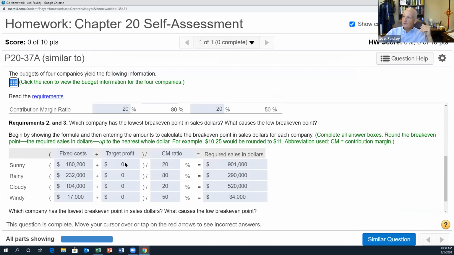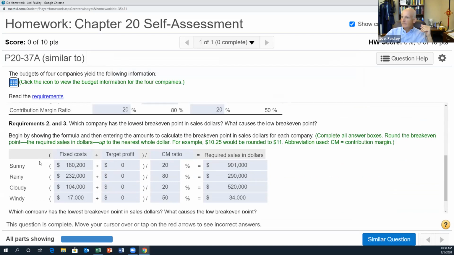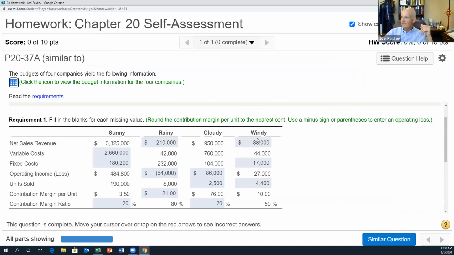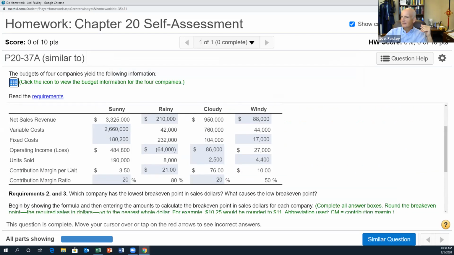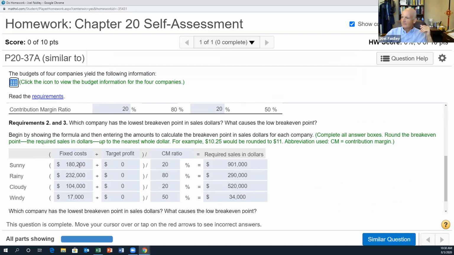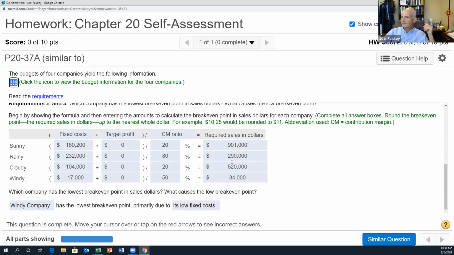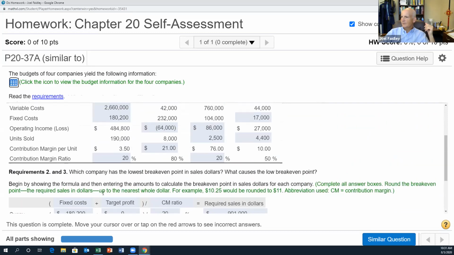Which company has the lowest break-even point in sales dollars? All right, again, the 4 companies: sunny, rainy, cloudy, and windy. Obviously, sunny requires sales in dollars. So windy has the lowest, right? Because it's low fixed cost, divided by 50%, very low, right? Good exercise.